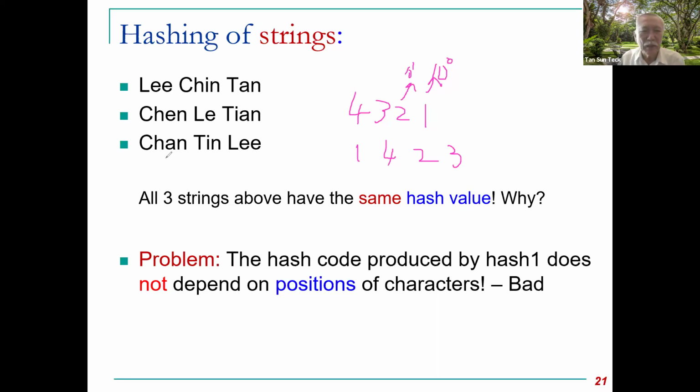So the idea is very simple. If we want to make sure that names that consist of the same characters in different order are distinguished, then we should give each of these characters a place value. If that's the case, then we can produce different hash values for the same set of characters arranged in different order.